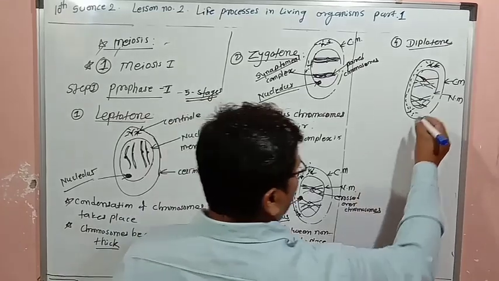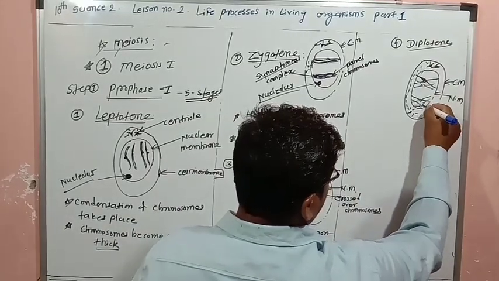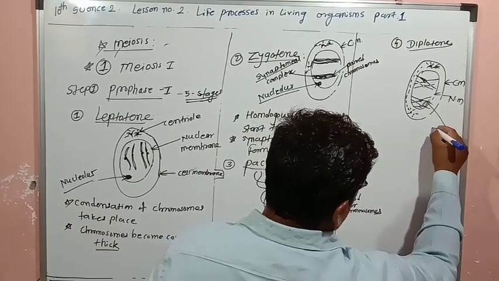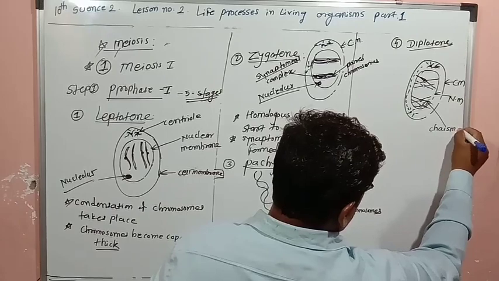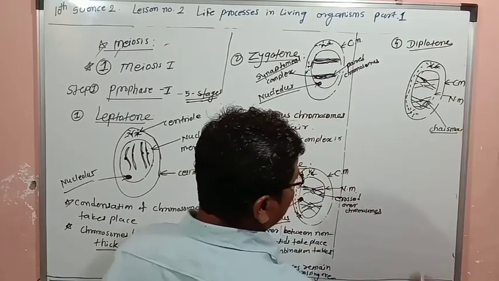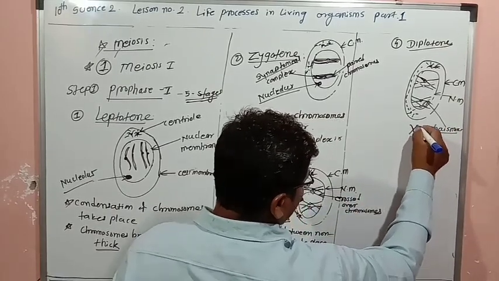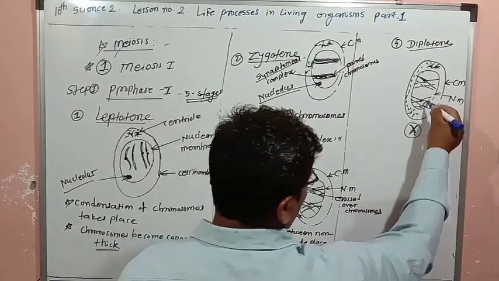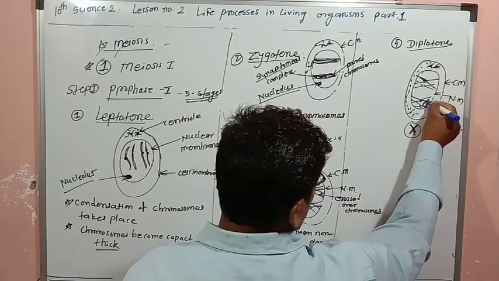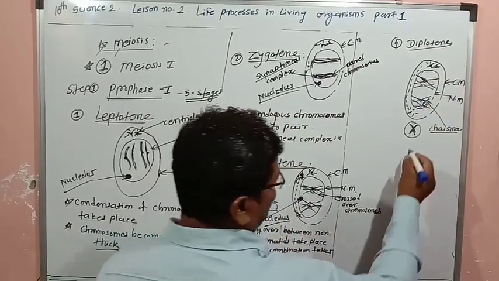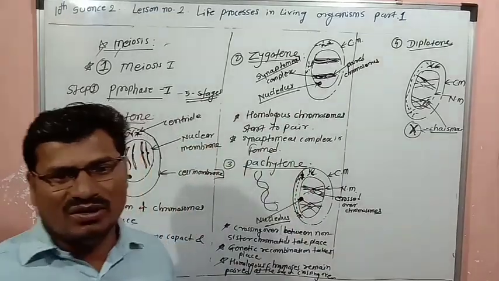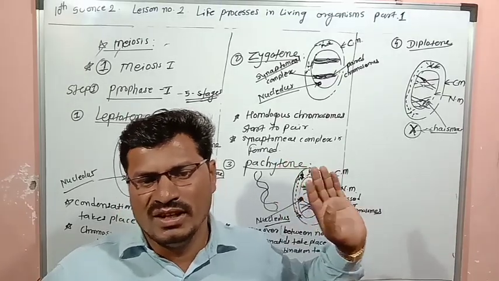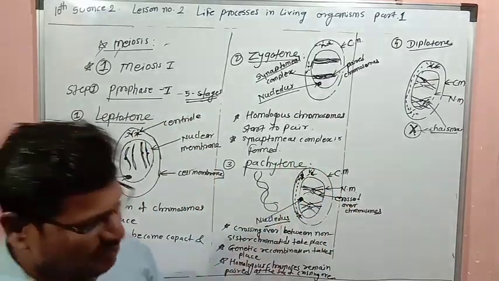So what name can you give here? Chiasma, you can say. Chiasma means like a multiple sign or cross mark, a mark formed here between non-sister chromatids, and this one is a chiasma. Like in the optic chiasma, in this way a chiasma is there. And which changes take place in this diplotene, we'll see.